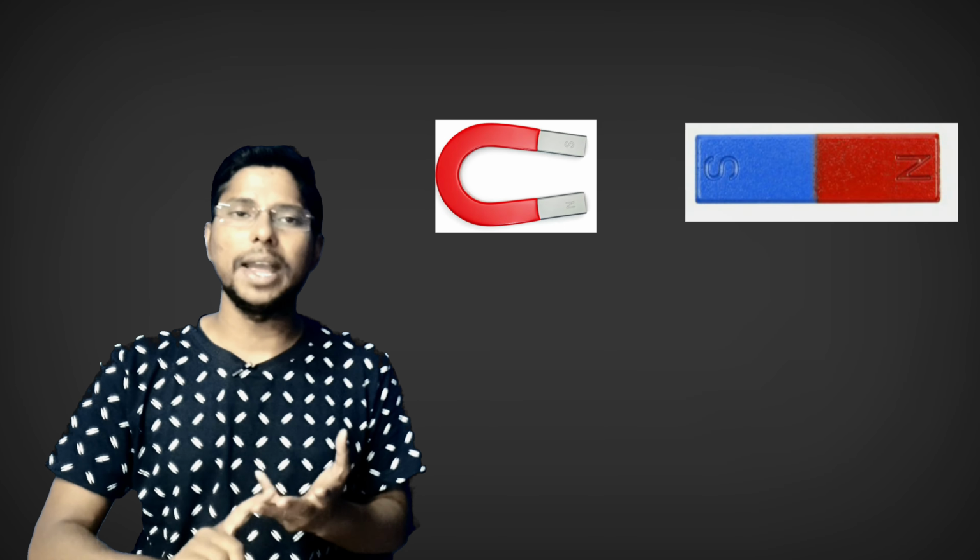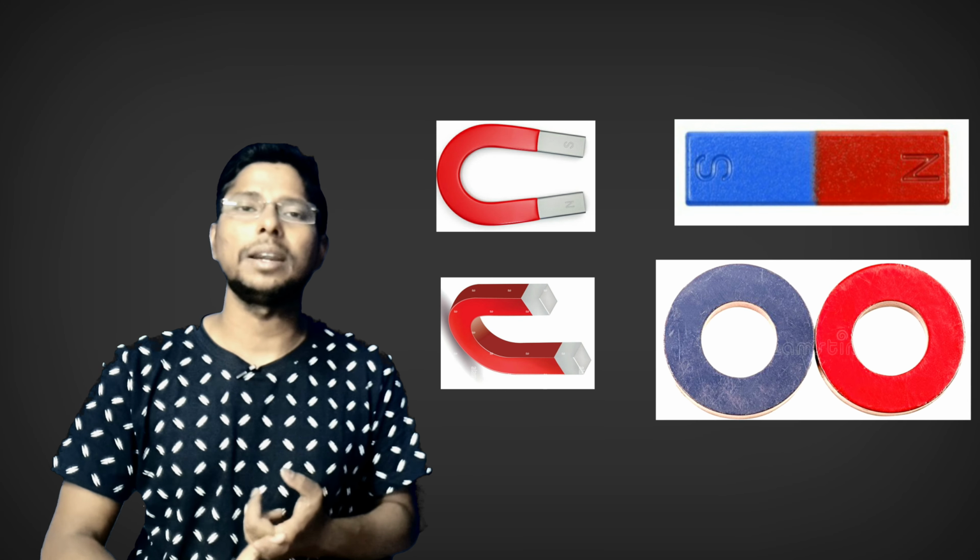Now let's understand what a magnet is. We all have played with magnets in our childhood. A magnet is an object which has the ability to attract a piece of iron, nickel, cobalt and so on. There are different shapes of magnets: horseshoe magnet, bar magnet, U-shaped magnet, ring magnet. But today we will talk about only a bar magnet.